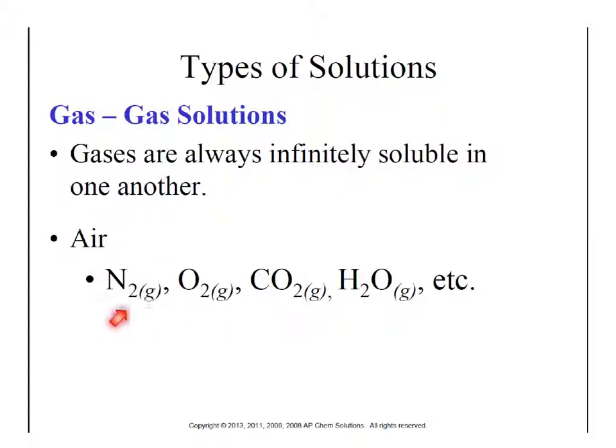If we were to pump more and more nitrogen into the air, it wouldn't necessarily create a supersaturated solution or even a saturated solution where the excess nitrogen would start to fall out and precipitate. No, they're just going to keep mixing together as long as we put them together.